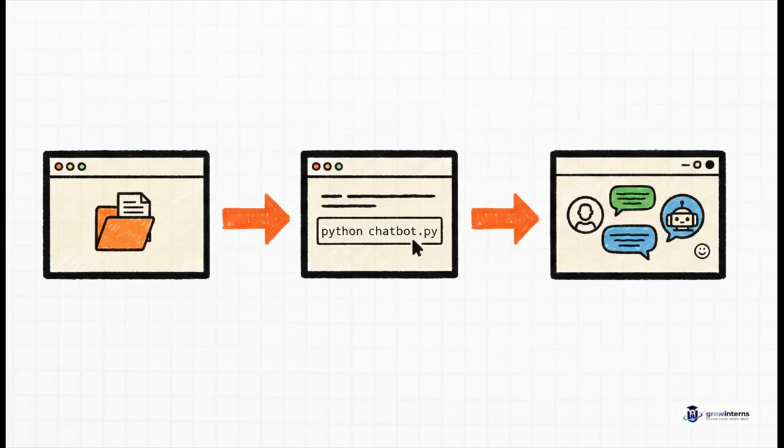So how do you bring this thing to life? Just save that file, open the built-in terminal right inside VS Code, and type that one simple command, python chatbot.py. Hit enter, and boom, you are now having a live conversation with a program you wrote yourself.